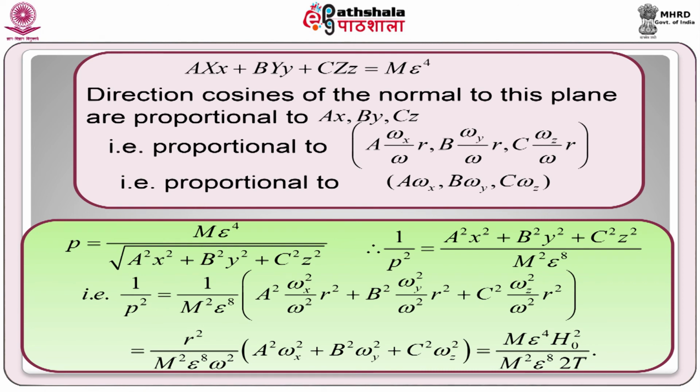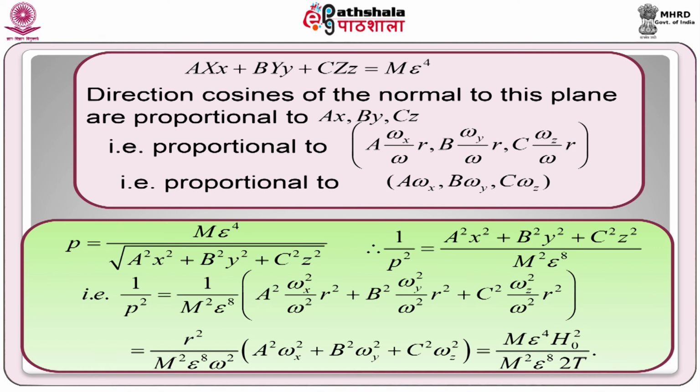The equation of the tangent plane to the momental ellipsoid at P, if we take capital X, capital Y, capital Z as coordinate axes, is capital A X x plus capital B Y y plus capital C Z z equal to capital M ε to the power 4. The direction cosines of the normal to this plane are proportional to capital A x, capital B y, capital C z.